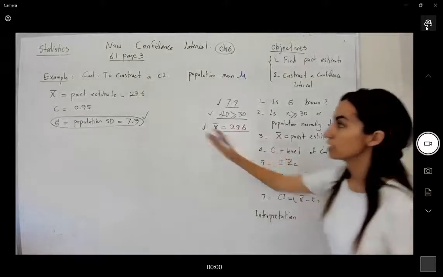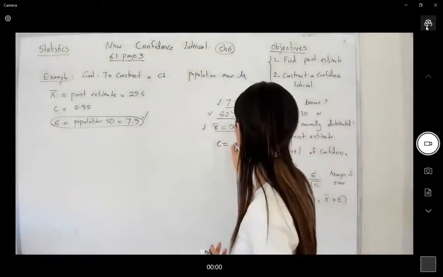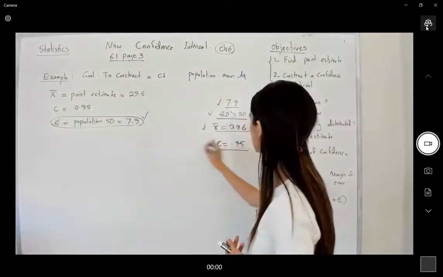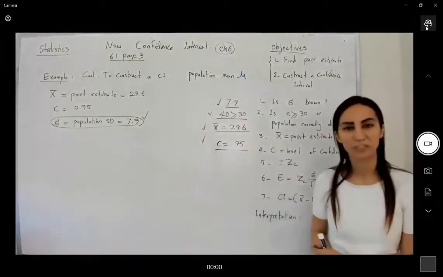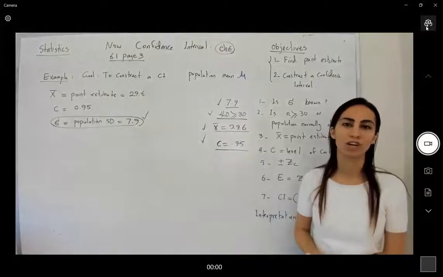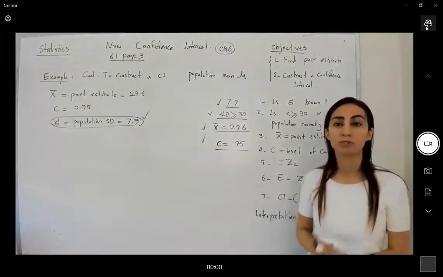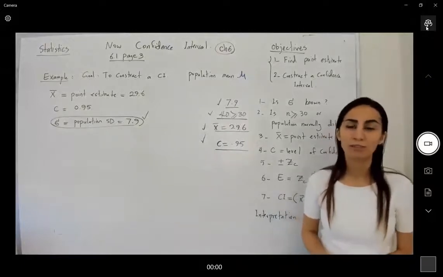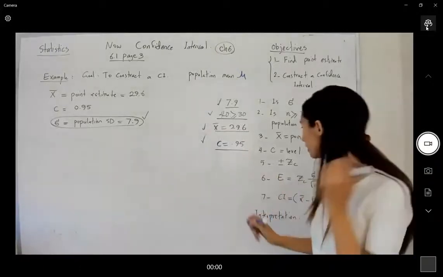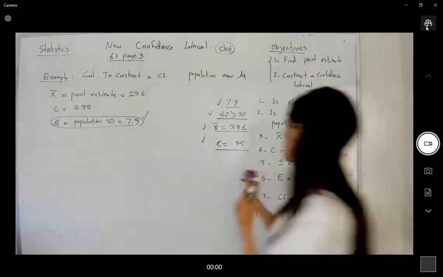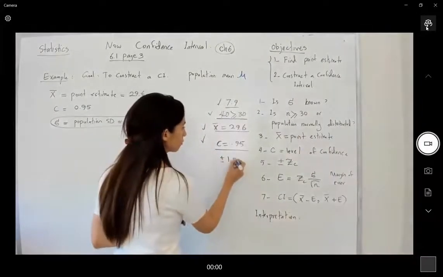Level of confidence. Level of confidence is equal to 95%. Check. What are the critical values? We can use our calculator, or we can just remember those important critical values. For 95%, it's going to be plus minus 1.96. So plus minus 1.96.